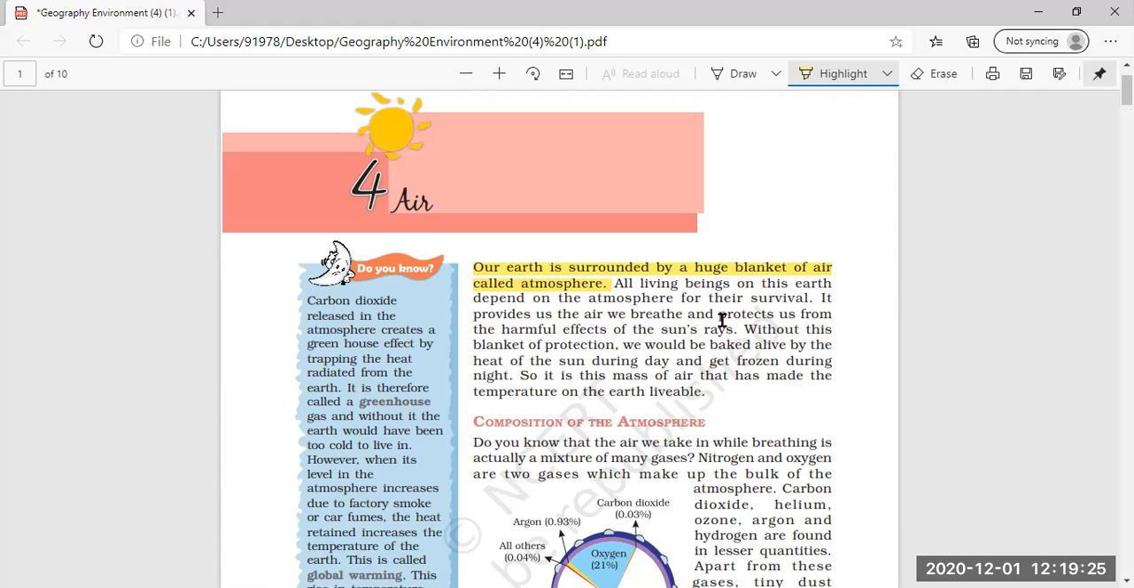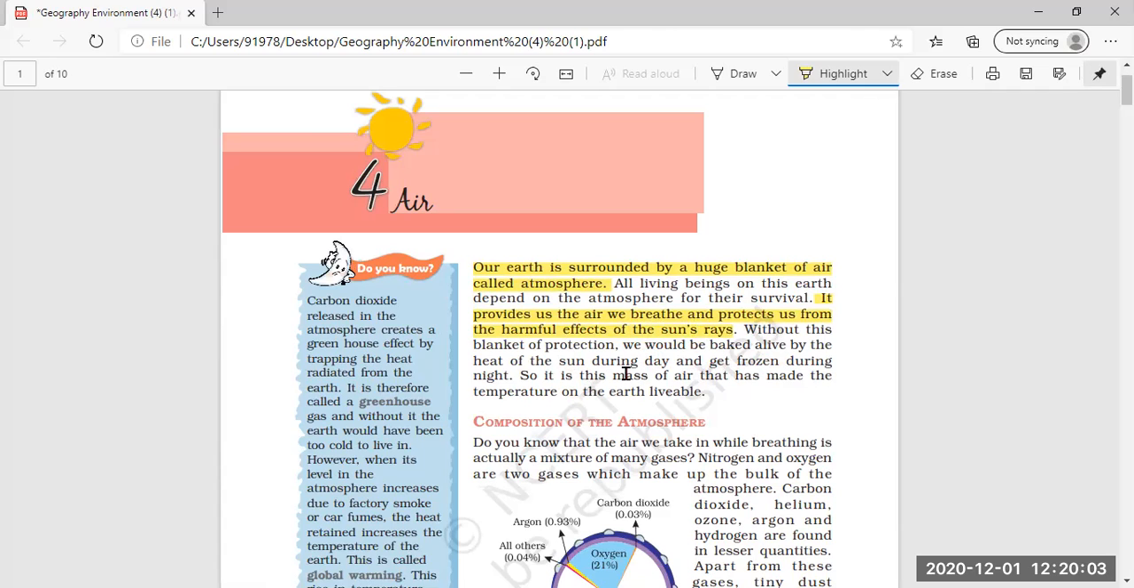And why do they depend on the atmosphere for survival? What is the importance of the atmosphere? It provides us the air we breathe and protects us from the harmful effects of the sun rays. So the importance of this atmosphere is that whatever air we breathe is provided by this atmosphere only, and it also protects us from the harmful effects of the sun rays. The sun rays, as you know, are too hot and can harm our body. Then this layer of atmosphere protects us from those harmful rays.